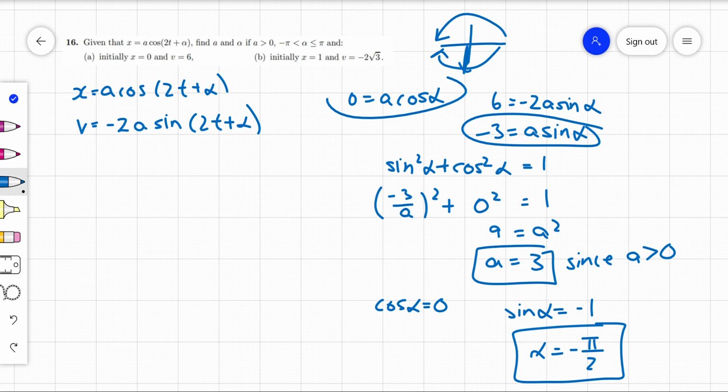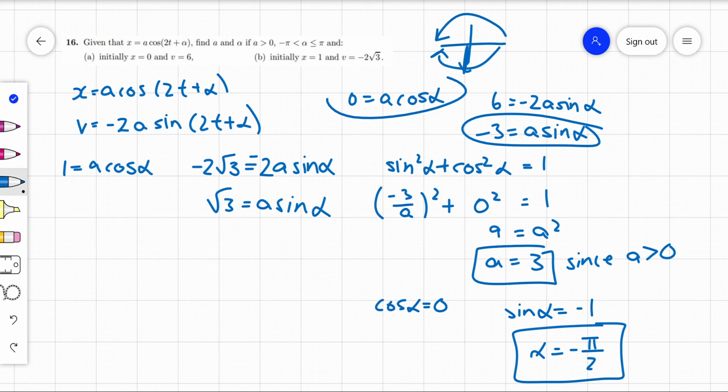So in B, initially x is 1. So this time 1 equals a cos alpha, and velocity is minus 2 root 3, which is minus 2a sine alpha. So just simplifying that, I get root 3 equals a sine alpha. So if I do a sine alpha on a cos alpha, you can see you'll get root 3 on 1, or root 3. Now this would be 60 degrees, so alpha is pi on 3. Just got to check that that works for both of them.